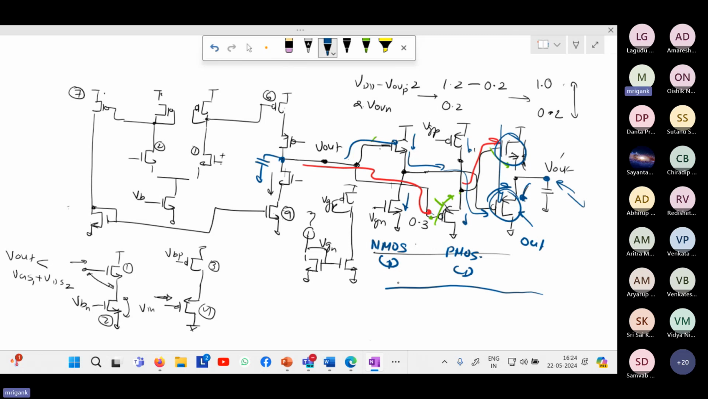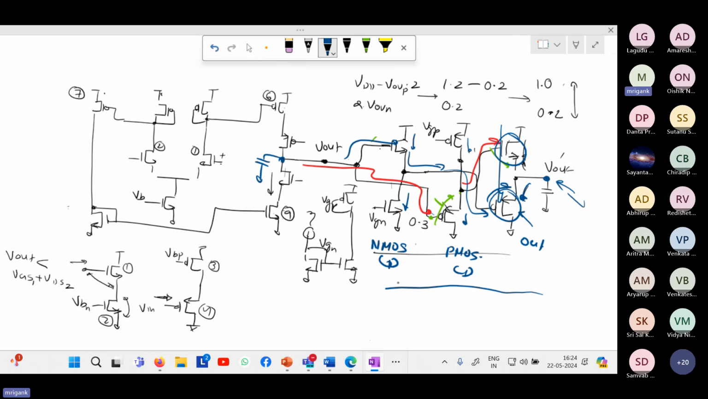Any questions? So we can simulate this and you can try to assess the output impedance also and see how much it is reducing. You can also try to see, if you put a load cap, how the bandwidth changes for the unbuffered op amp and the buffered op amp. How the overall gain changes, there will be some reduction definitely.